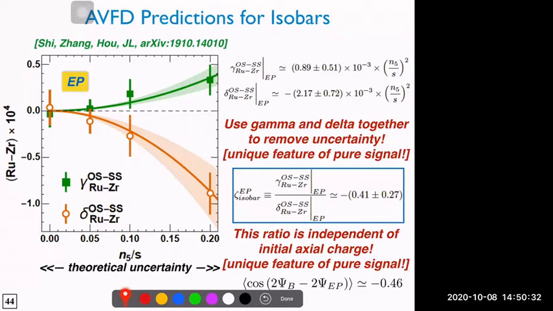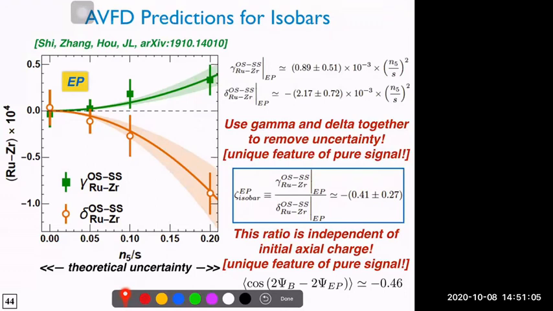You can take a ratio of gamma ruthenium minus zirconium over delta ruthenium minus zirconium, and that ratio is basically minus 0.41 from our simulation. What is this ratio? It is really just the decorrelation between the magnetic field and the event plane. If you do a simple initial state Monte Carlo Glauber, this number is very close to that final state number. So this is a very definitive prediction, and this ratio does not depend on the initial axial charge. It's a very robust prediction.